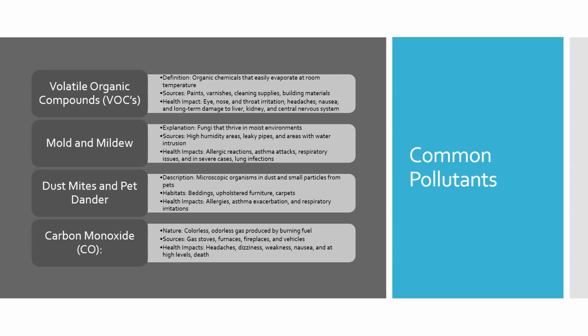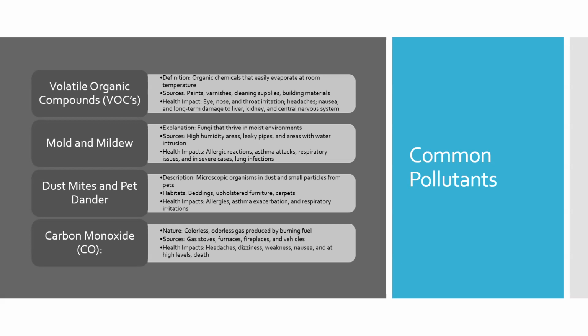Those are microorganisms in dust and small particles from pets. They pick some of these things up from outside, bring them inside, and then they shake and move around and throw those into the air. They can be found in bedding, the upholstery of furniture, and the carpet, and the impacts from that are allergies, asthma, and respiratory irritations as well.